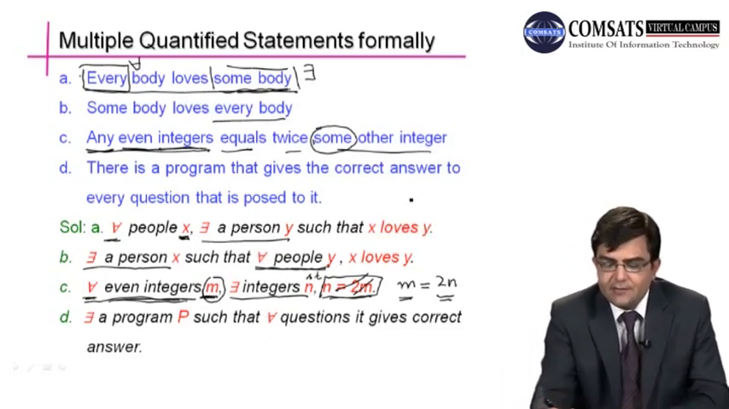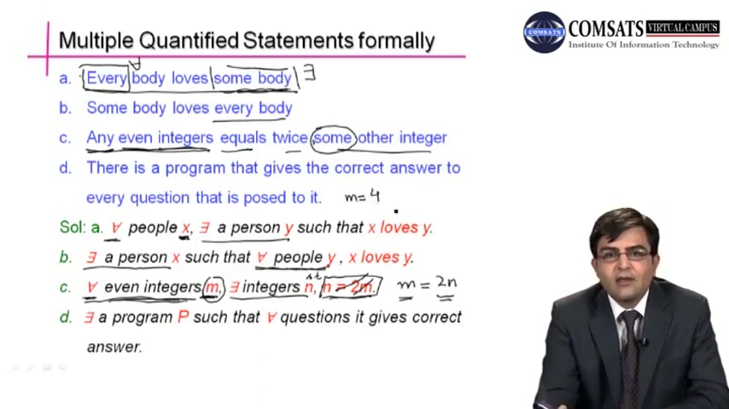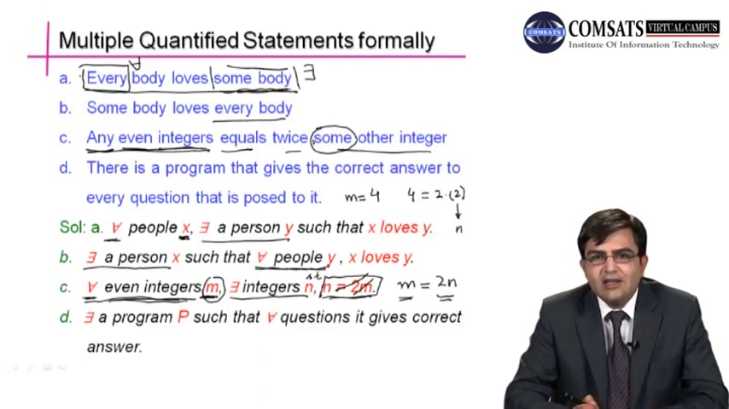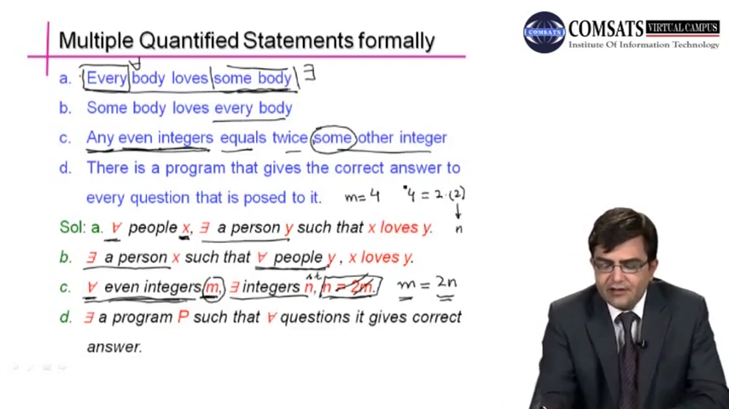For example, if we take 4 as m, then how can we write 4? 4 is equal to 2 times what is the multiple here? 2. So what is n here? n is this, and m is 4. So any even integer can be written in the form of a multiple of 2.